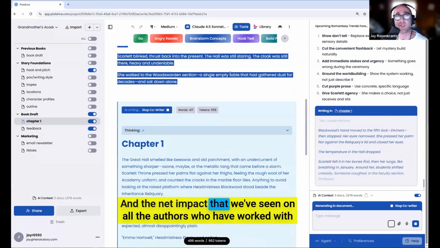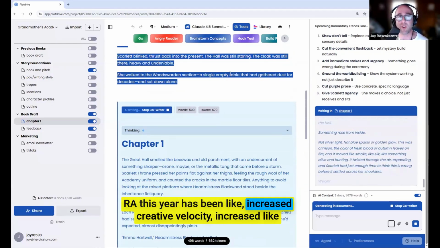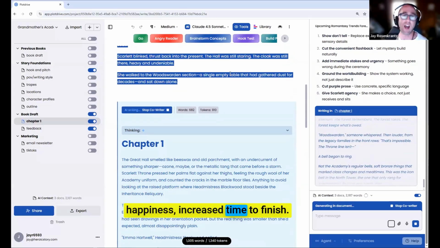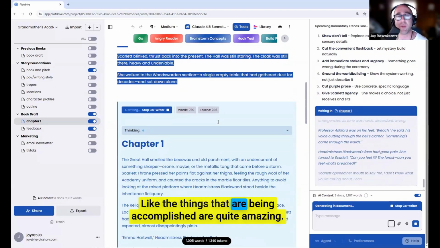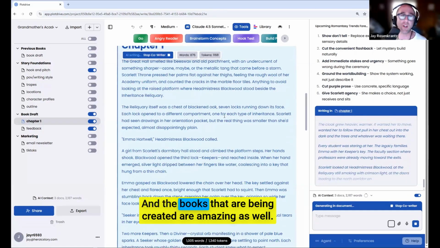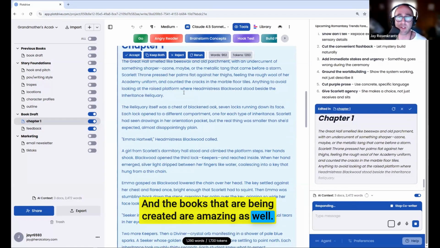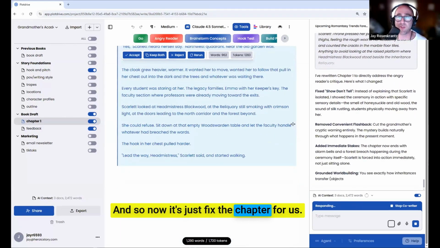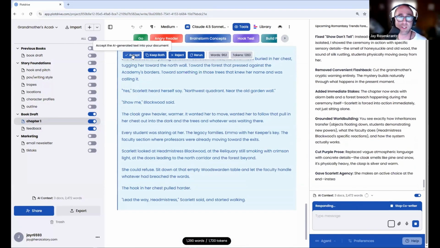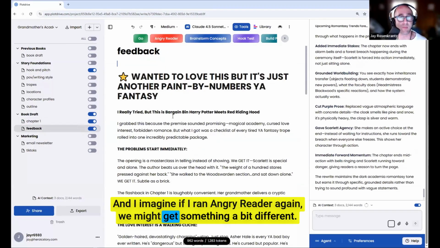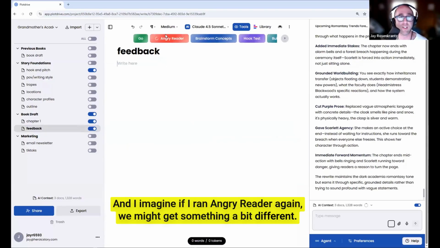And the net impact that we've seen on all the authors who have worked with Plotdrive this year has been increased creative velocity, increased happiness, increased time to finish. The things that are being accomplished are quite amazing, and the books that are being created are amazing as well. And so now it's just fixed the chapter for us. Amazing. I imagine if I ran Angry Reader again, we might get something a bit different. Let's see.